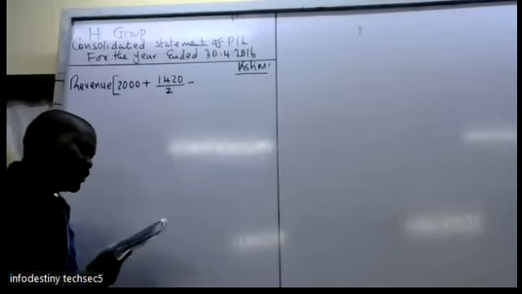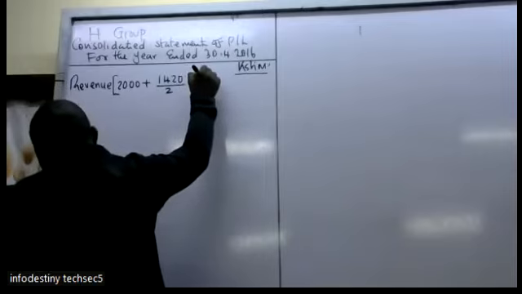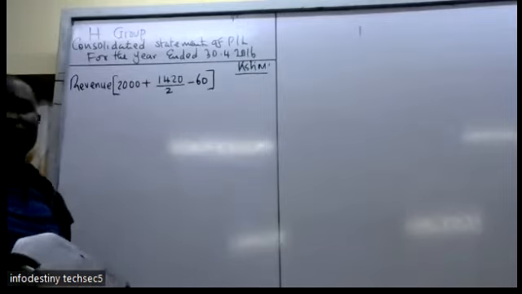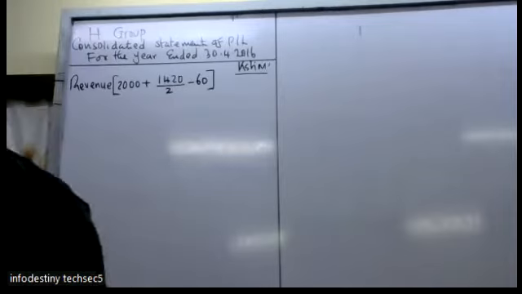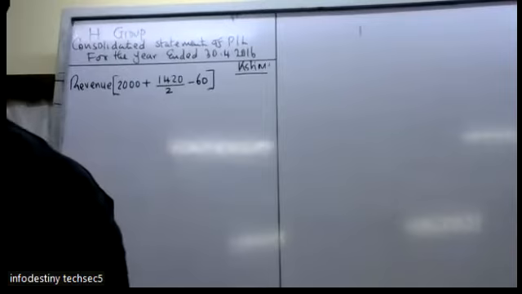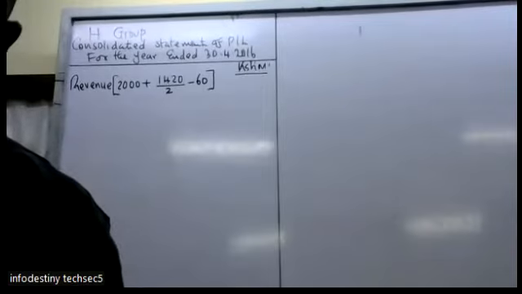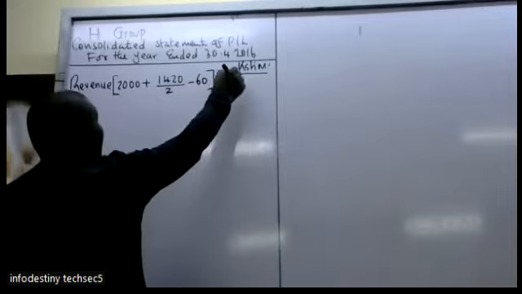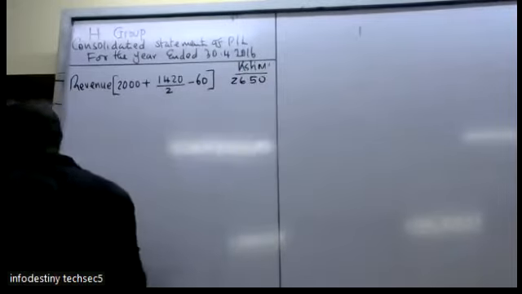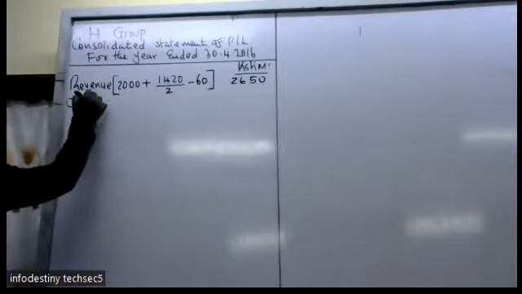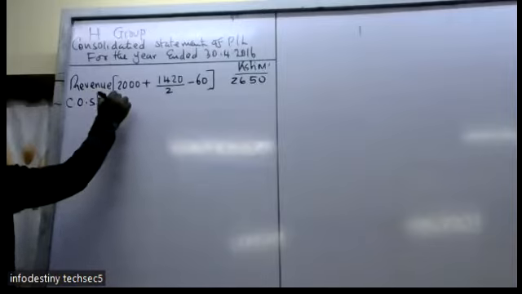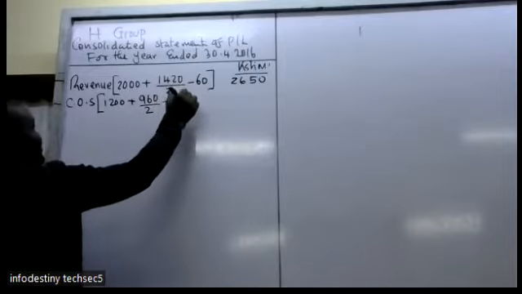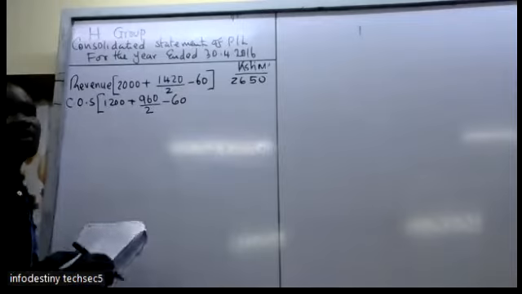You remove the selling price. Selling price was how much? 60. Yes, so selling price 60. You subtract the intergroup sales. So be giving me answers as you go. As soon as you get the answers, don't hesitate. Then go to cost of sales. You take 12 plus 960, divide by 2, minus 60 again. Then we add unrealized profit.